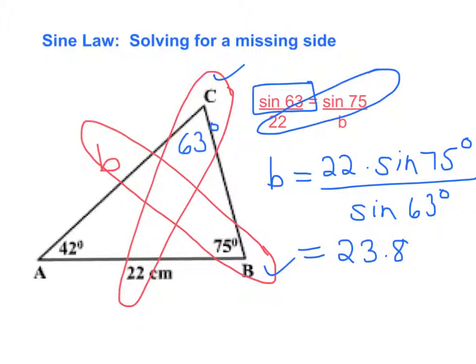23.849, and we can round to 2 decimal places, that's fine, and the units check is centimeters, and the answer is 23.85 centimeters. Please make sure you're in degree mode, otherwise your answers will be incorrect. And that's as simple as it is for solving a missing side using sine law.